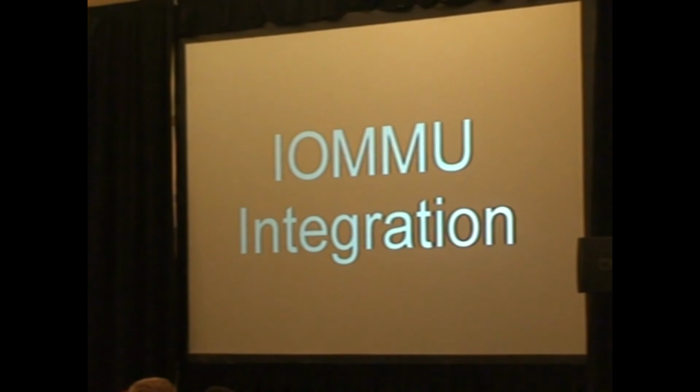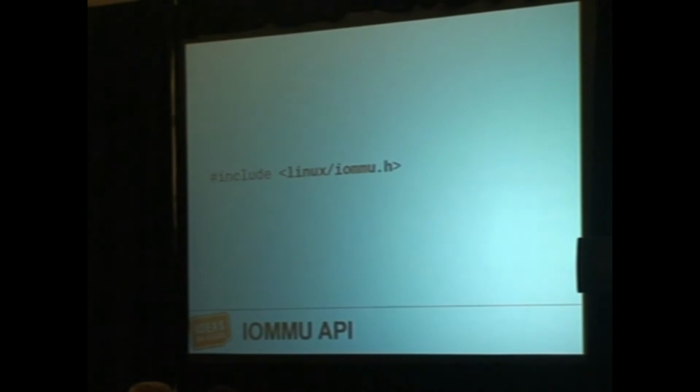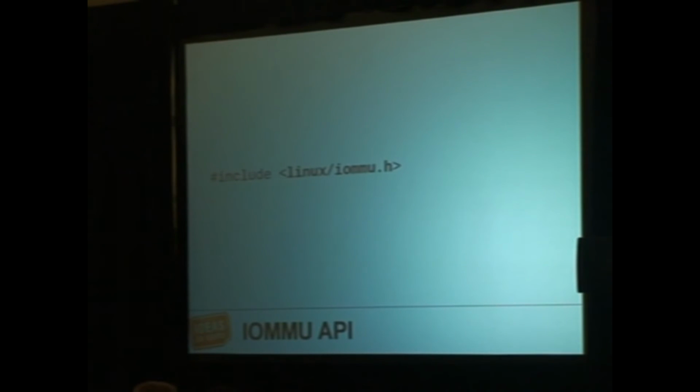IOMMU integration. I mentioned that the DMA mapping functions handle that for you. So when you map a buffer to a device, it will program the IOMMU of that device so that the device can access the buffer correctly. And that's transparent, or at least it should be transparent. We have an IOMMU API in linux/iommu.h that you can use directly in a driver when you want to deal directly with the IOMMU. But in that case, that will not be handled by the DMA mapping API, and you will have to do all the work yourself.